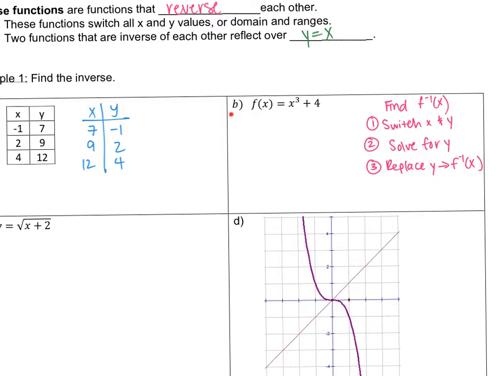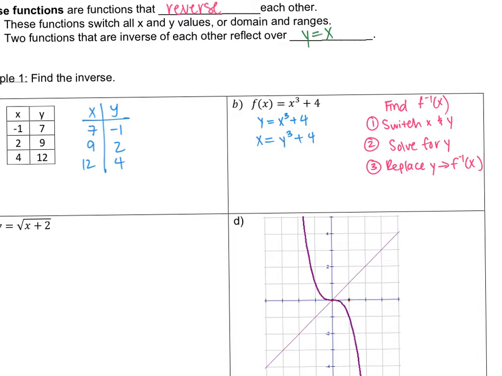So let's try it out with part B here. First off, we need to remember that f of x is really just a y, so I like to replace that first. And then the first step is asking us to switch x and y. So go ahead and switch them. Basically, you're just going to switch the variables. Don't switch anything else like the 4. It doesn't need to be on that side yet. So once you switch x and y, you're going to solve for y. So you have to get this y by itself.